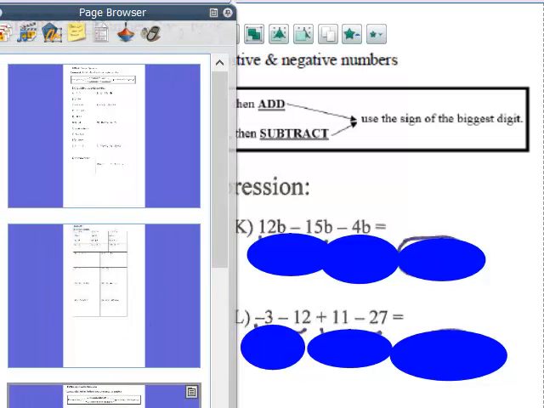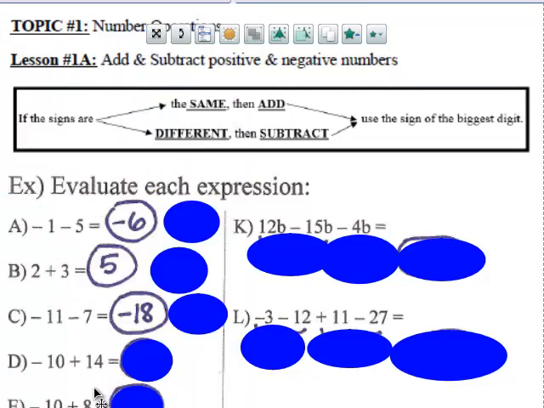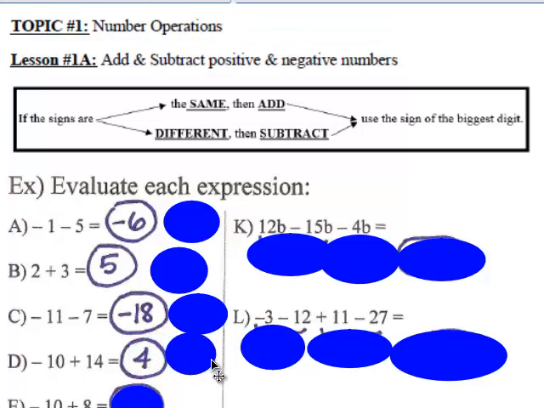Alright. Whoops. Let me turn this off. There we go. Okay, next problem. Signs are different. So that means I'm going to subtract. So 14 take away 10 is 4. And the sign of the biggest is positive. So my answer is +4.